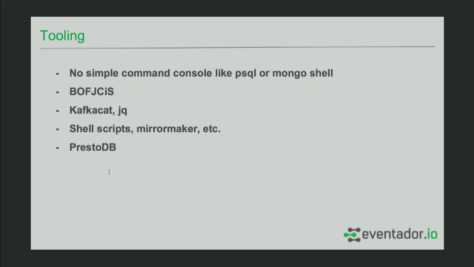Like I said, there's a bunch of shell scripts. There's also utilities like Mirror Maker, which allows you to mirror clusters. Say if I have two Amazon availability zones and I want to mirror between them, you can mirror Kafka using these types of tools. And also in our shop, we use PrestoDB quite a bit. In fact, our product has it built in.